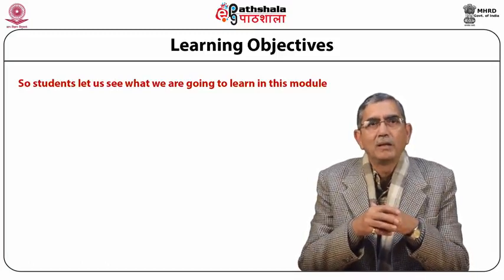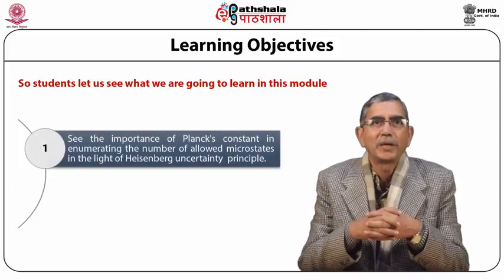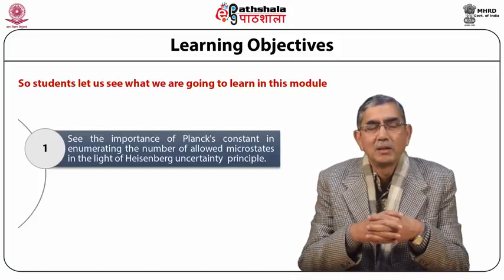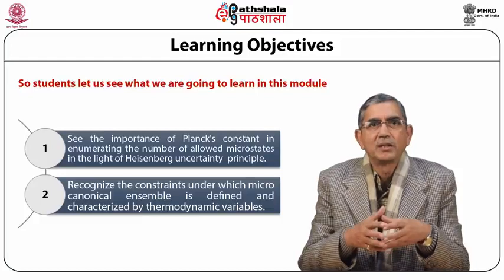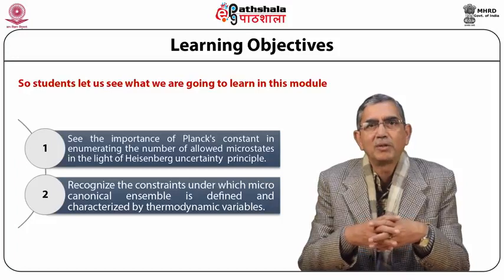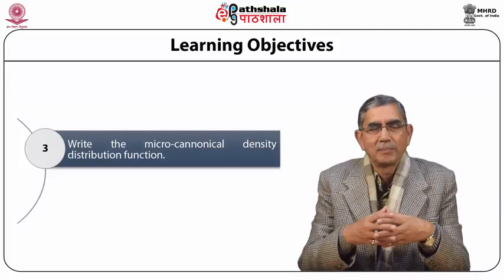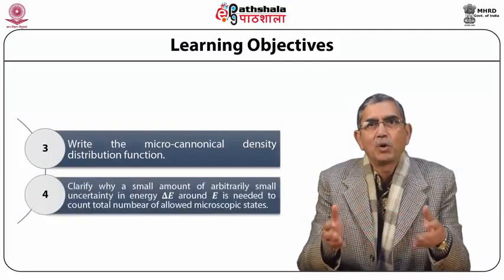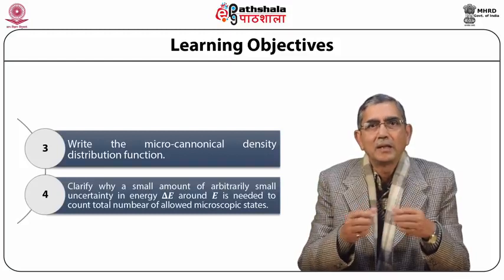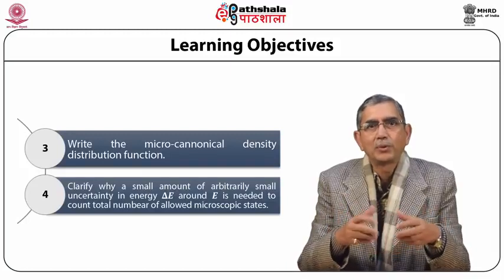We will see the importance of Planck's constant in enumerating the number of allowed microstates in the light of Heisenberg uncertainty principle, recognize the constraints under which microcanonical ensemble is defined and characterized by thermodynamic variables, write the microcanonical density distribution function, and clarify why a small, arbitrarily small uncertainty in energy delta E around E is needed to count the total number of allowed microscopic states.